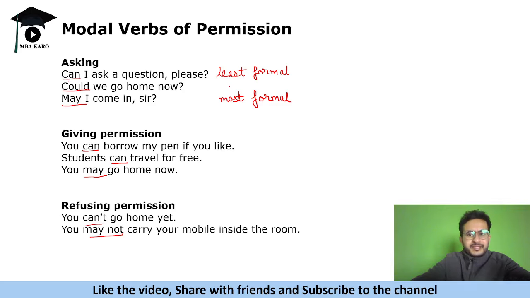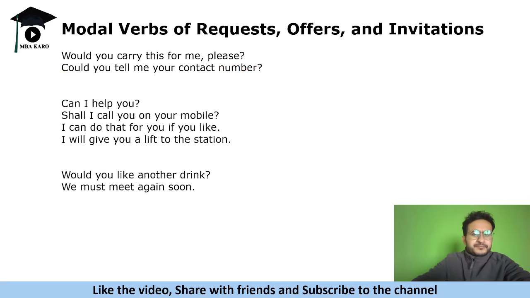Okay, so in the examination there was a question in which someone is asking for permission. So may I come in, that was one of the sentences, so that was the answer. Now then you have requests, offers and invitations. So they might ask you about these also, in which a person is making a request, offer or invitation. So a request is again asking in the form of a question. So would you carry this? Could you tell me your contact number? Okay, so that is a request form.